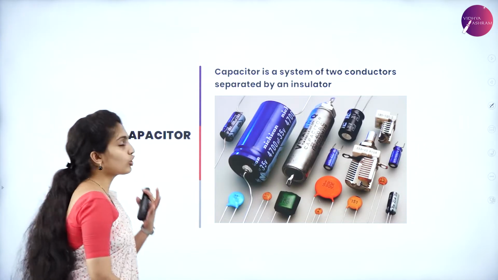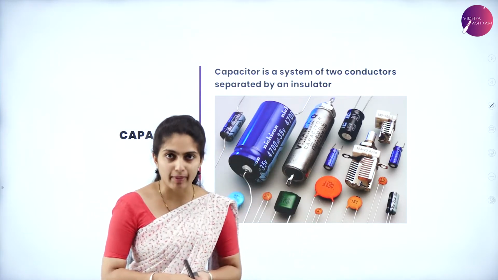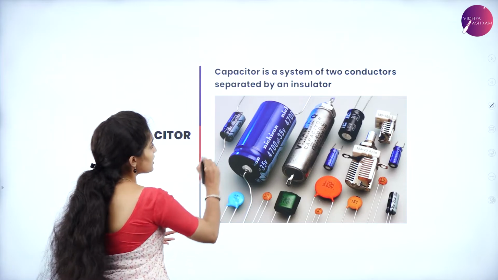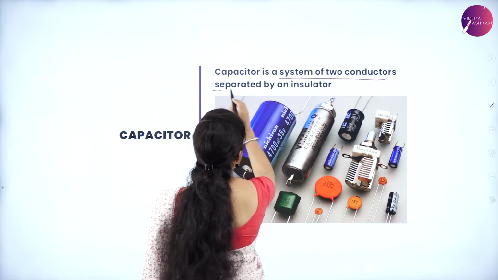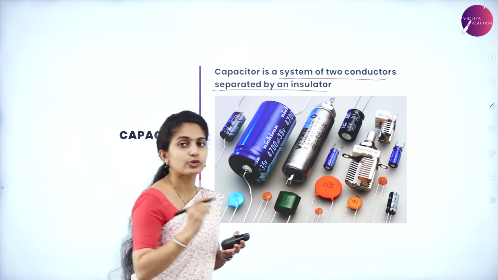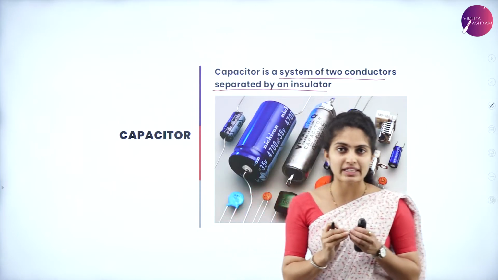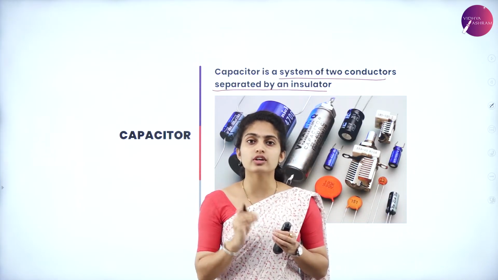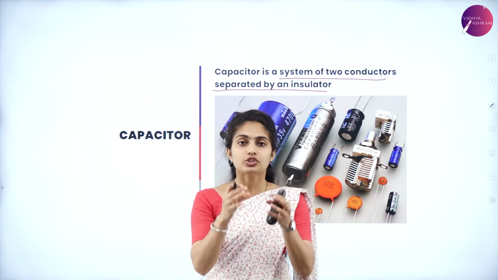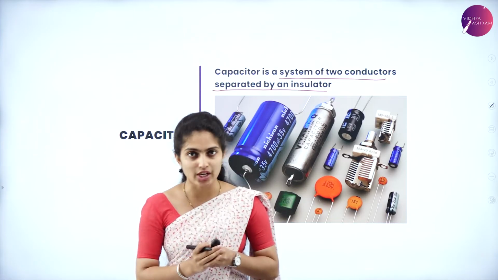Next, going on to the capacitor. So what is meant by a capacitor? A capacitor is the system of two conductors which is separated by an insulator. A capacitor is the instrument which is used to store the charges. So the capacitor is the instrument which stores the charges.